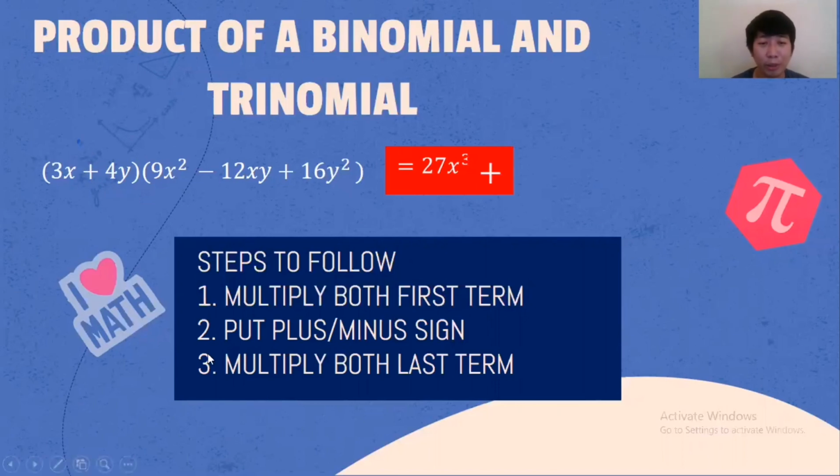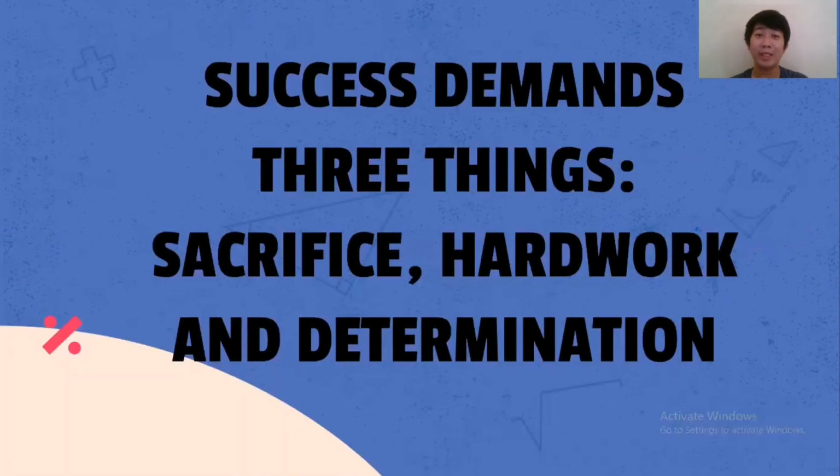And the last will be to multiply both last terms. 4y times 16y squared, that could be 64y cubed. As simple as that. Again, we have the following steps. Multiply both first terms, put a plus or minus sign, and multiply both last terms. That could be the product of a binomial and trinomial. Okay, that ends our discussion.